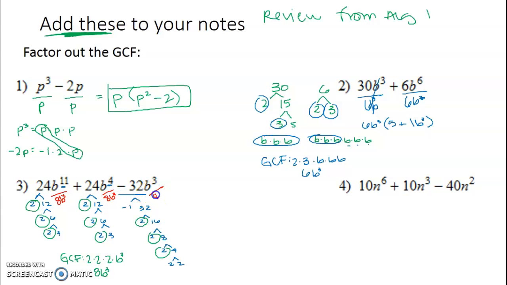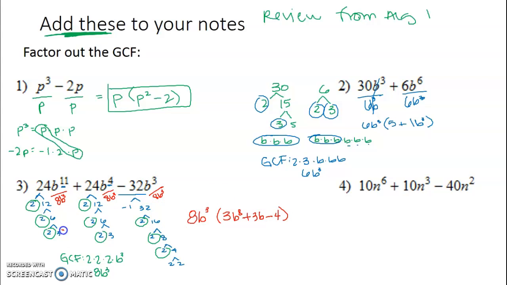Make sure again you're dividing all of them. So when I write out my factored answer, I have 8b cubed in front. 24 divided by 8 is 3. B to the 11th divided by b to the 3rd is b to the 8th. 24 divided by 8 is 3. B to the 4th divided by b to the 3rd is just b. Negative 32 divided by 8 is negative 4. B cubed divided by b cubed cancels.